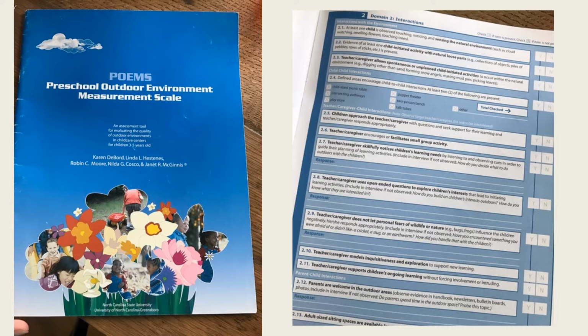Moving up the scale, the teacher or caregiver uses open-ended questions to build on their interests outside. And then again, this is an interesting one to me too. The teacher or caregiver does not let personal fears of wildlife or nature influence the children negatively. This is an example of being outside and you might see a teacher say, oh my gosh, a spider, and they squash it.